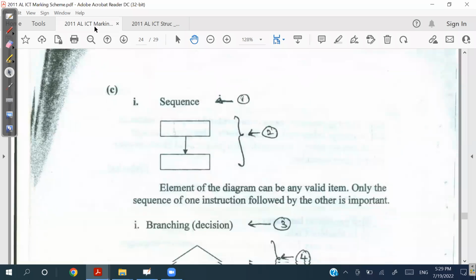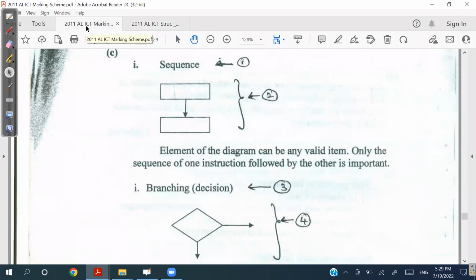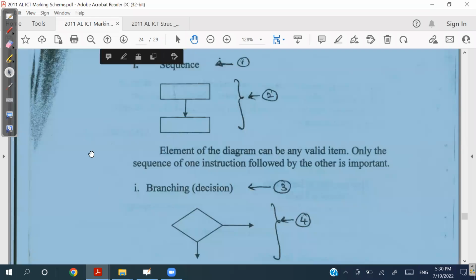And the third part is asking about the components or the structures. Part C says, give 3 main flow control structures used in a structured programming language. Show how these flow control structures can be represented in a flow chart. So they are asking about three major components that we use in the flowchart, which are sequence, iteration or repetition, and selection. So you have to illustrate it. Sequence is the things which happen one after the other. They have used the word branch over here, but the best answer is selection.